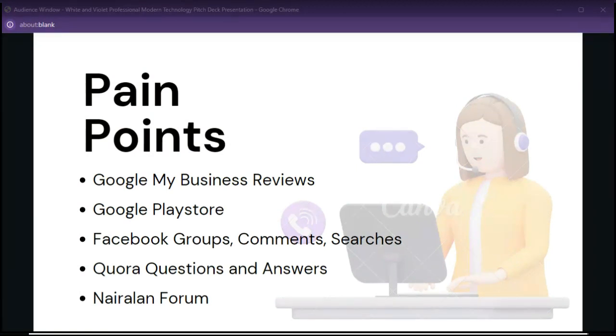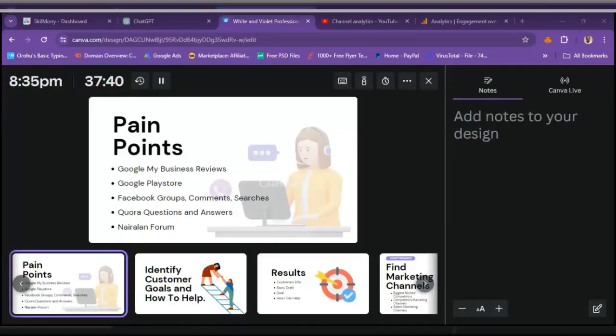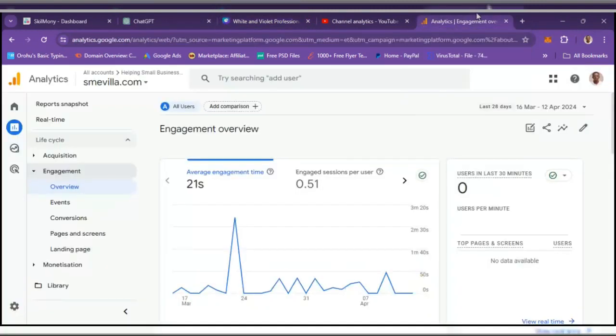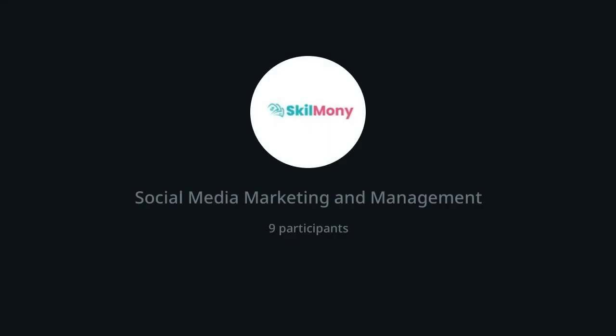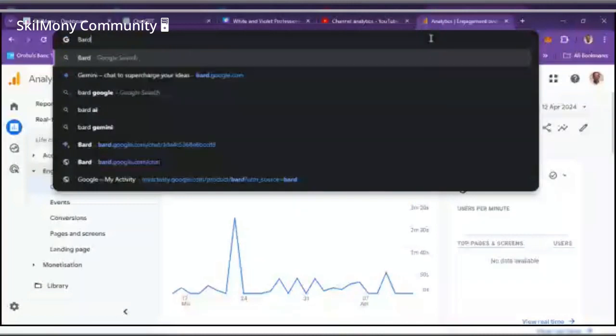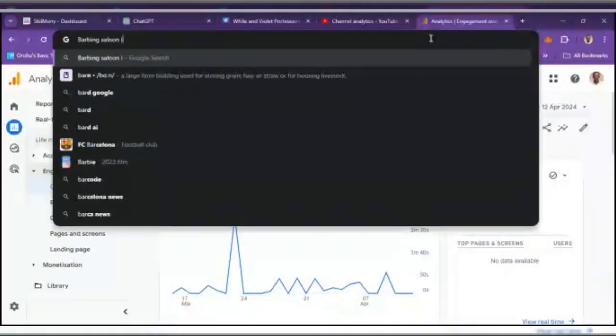Right now, let's go to Google My Business and see what's happening. What is Google My Business? Google My Business actually allows people to get to know about your brand, where they can locate you. For instance, if I want to make findings about barbing saloons here in Makurdi, I can type Barbing Saloon in Makurdi.